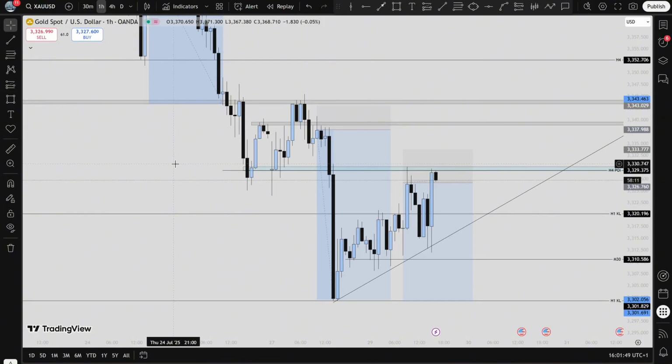So you can see how I trade gold every day, and the strategy I am using to trade gold every day. Very simple and also effective.